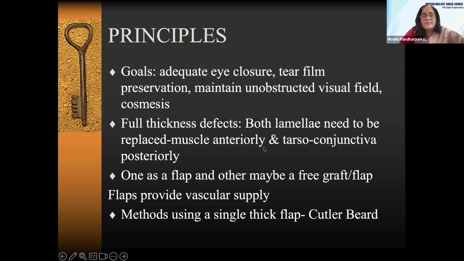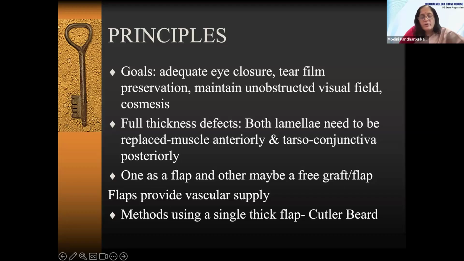If there are full thickness defects, you need to make both lamellae reconstructed, with the muscle anteriorly and conjunctiva posteriorly, because you do not want a rough margin to rub on your lid. If both layers have to be reconstructed, only one can be taken as a flap. The other may be a free graft.